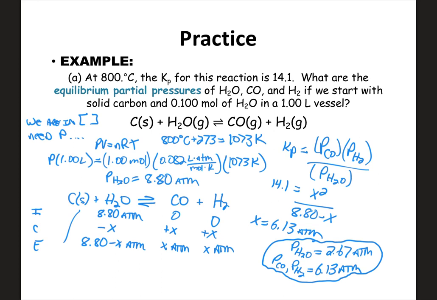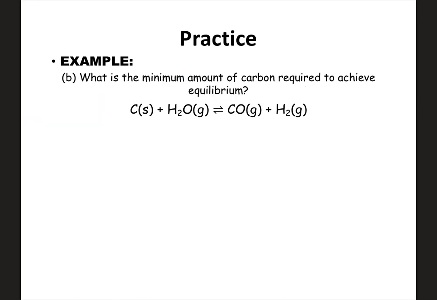So I just wanted you to see how sometimes you might have to combine information from different units. This is really thinking at a higher level. I needed to take information about gas laws and information from equilibrium and put them together to solve part A. Now for part B, we want to know the minimum amount of carbon required to achieve this equilibrium.